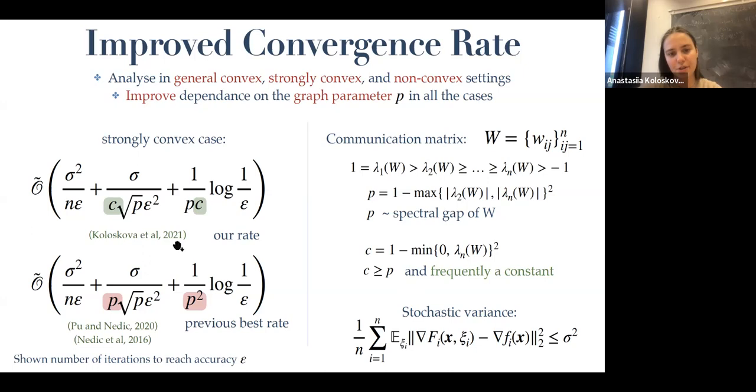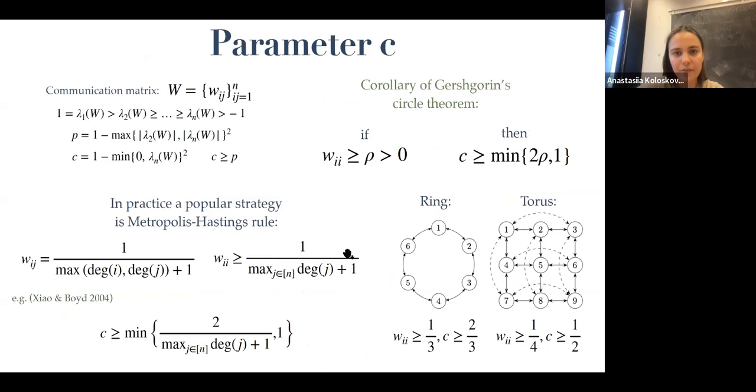So let's discuss on this slide. Okay, so here is just a reminder of definitions. So yeah, for many graphs it's a constant. For example, if we use Kirchhoff's circle theorem, if every diagonal element is bigger than some value, then we can bound c by two times this value.